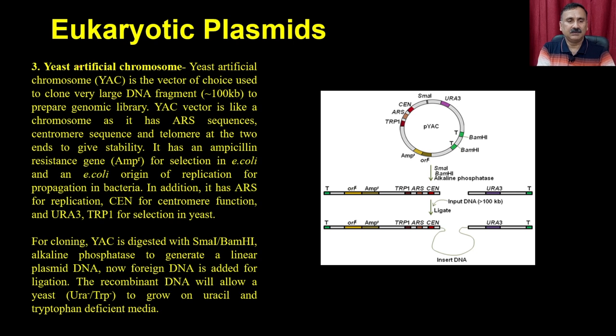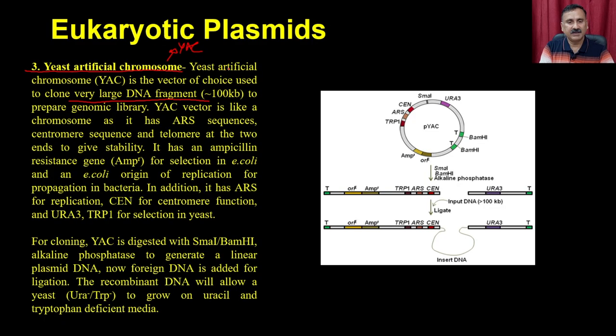Then we can also have the third type of vector, which is called a yeast artificial chromosome or YAC vector. Yeast artificial chromosome is the vector of choice used for cloning very large DNA fragments, right? Remember that when we were talking about the preparation of the human genomic library, we said that we are going to clone that into the YAC vectors. To prepare the genomic library, the YAC vector is like a chromosome, and it has the ARS sequences, centromere sequences and telomeres at the two ends to give stability.